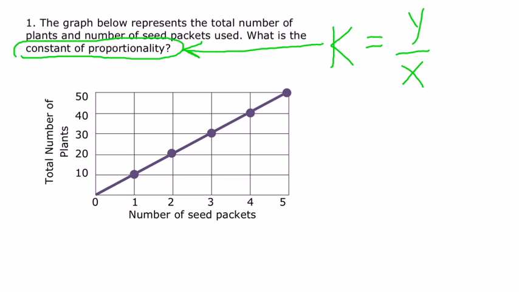In this case, our two things are what? Well, they're over here on our graph: total number of plants and number of seed packets. Awesome. So we have to figure out which one of these is x and which one of these is y. Well, we're given a graph here.